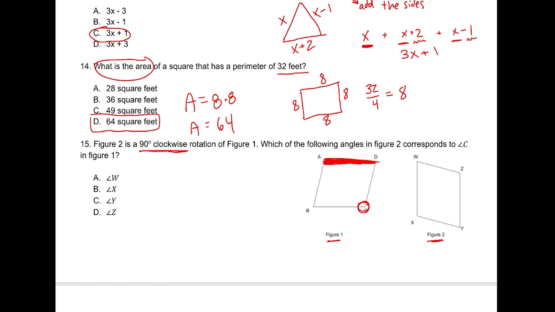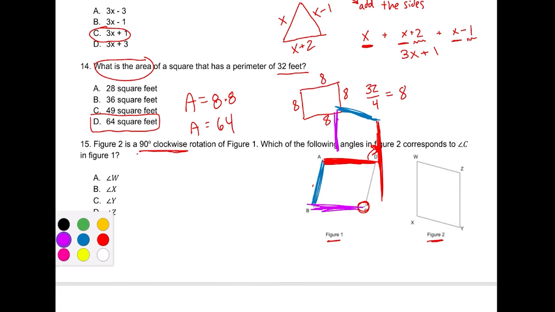If this side is looking like this, and I do a 90 degrees clockwise rotation, then 90 degrees is a quarter of a revolution. That's like this much rotation. So this side is going to end up here. This side that I'm sketching in blue right here is going to end up right here. The side that I'm sketching in purple here will end up here. And then the last side, I'll do yellow here, will end up here.